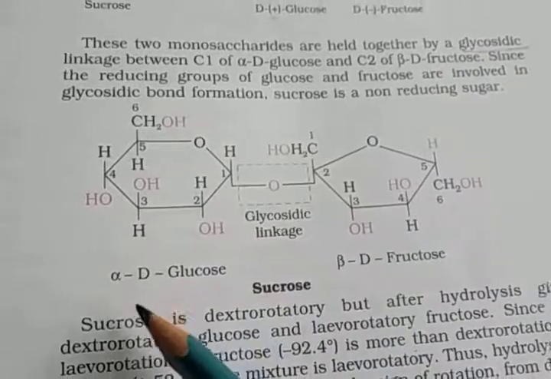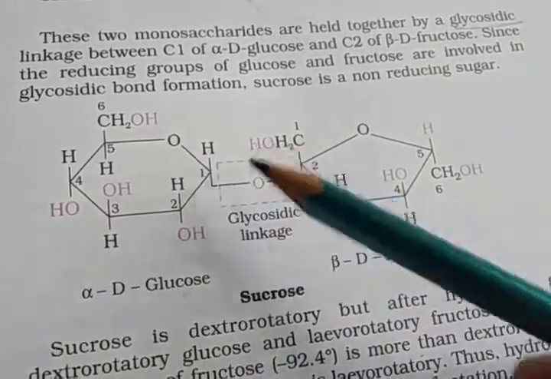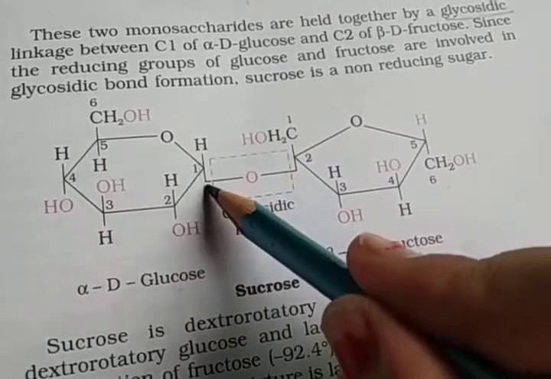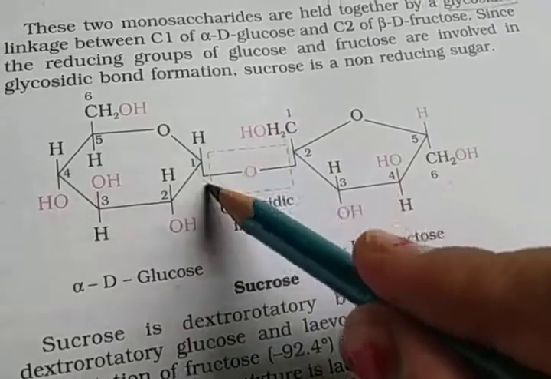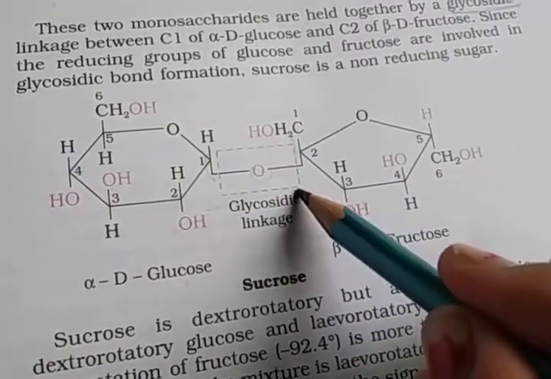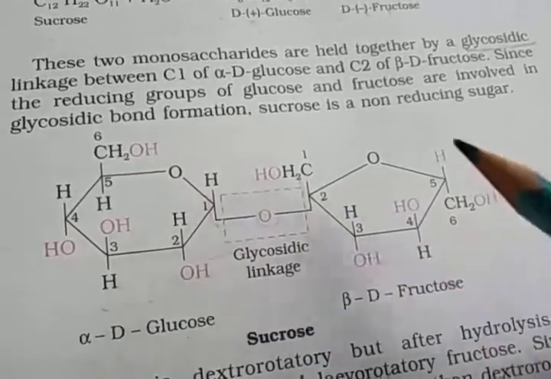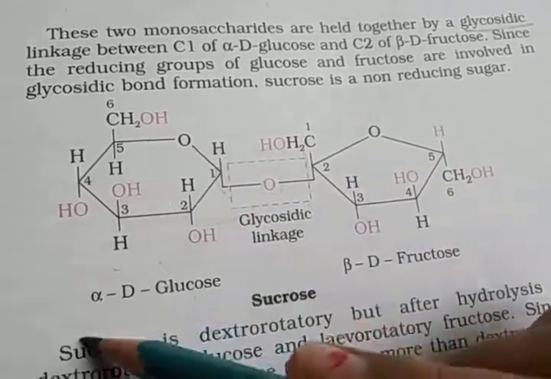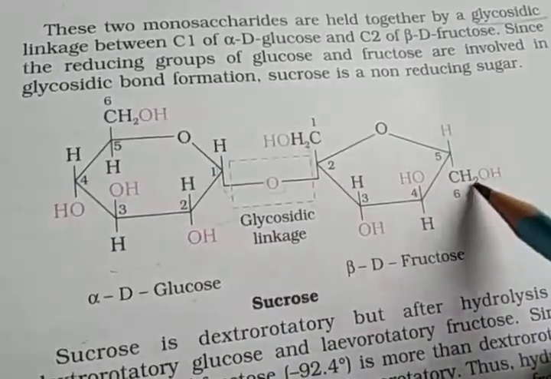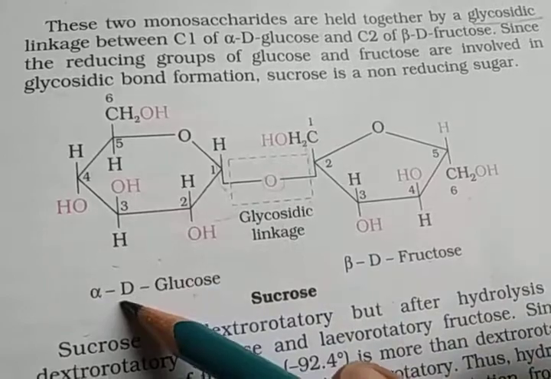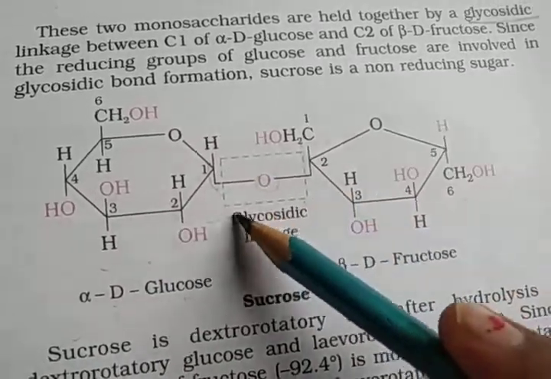Here you see this is D-glucose and then D-fructose. In glucose it is carbon number first and in fructose carbon number second, linked together by oxygen, so it is known as glycosidic linkage. First you draw glucose, then you draw fructose. Both are capital D because the OH is on the right-hand side. So they are bound together by oxygen.